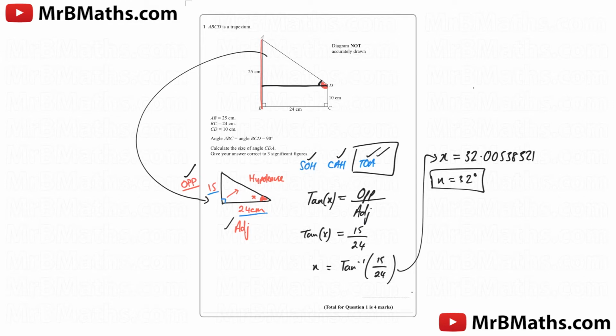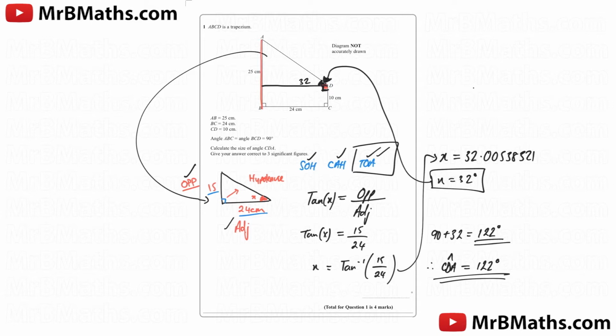Okay. And then of course that is for, we can show this angle here. So if this angle here is 32, let's not forget that we have a right angle here. So we're going to have 90 plus 32, which is 122 degrees. So we could then finish it off with, therefore, angle CDA equals 122 degrees.